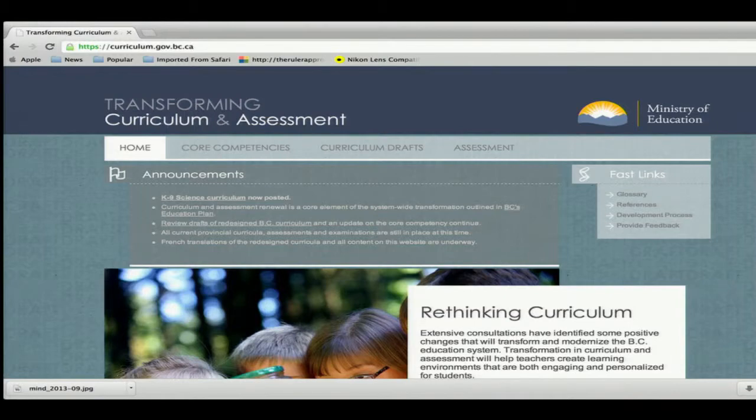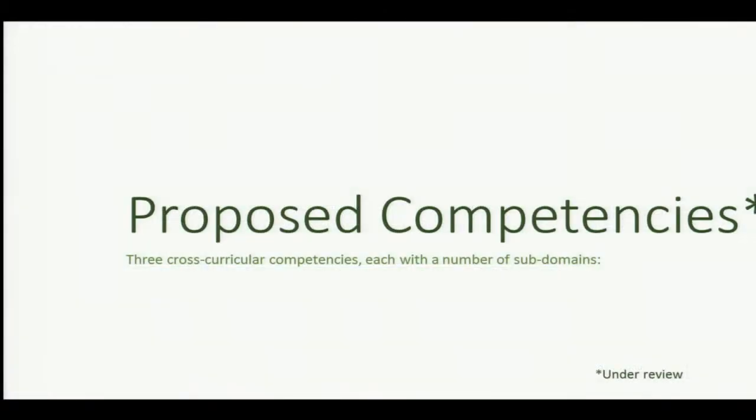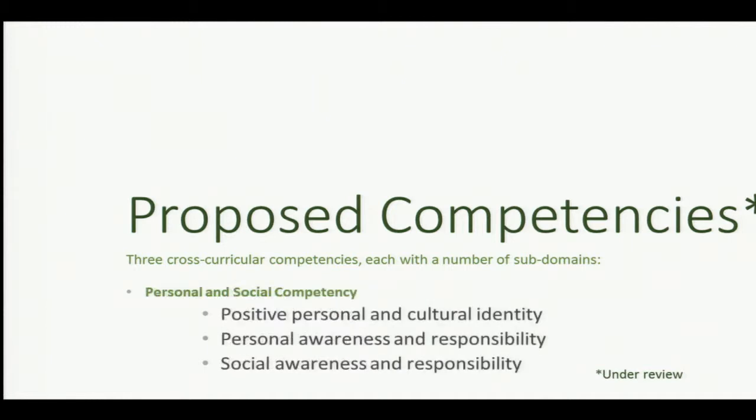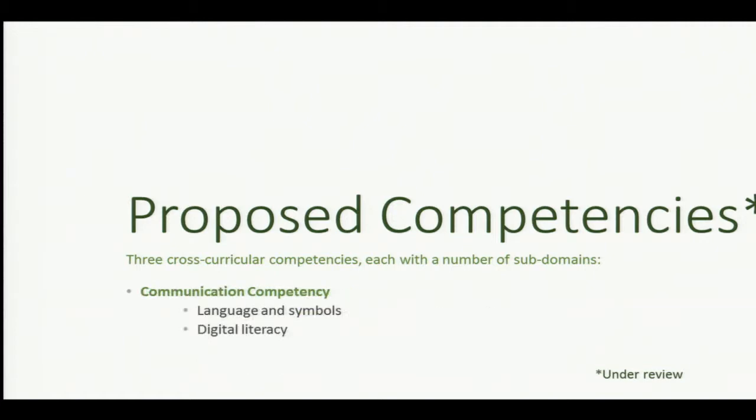The curriculum will be built around these competencies, and if you go to the website, you can see lesson plans and more. A thinking competency includes critical thinking, creative thinking, and reflective thinking. A personal and social competency includes positive personal and cultural identity, as well as personal awareness and responsibility, and social awareness and responsibility. And the last one is communication competency.